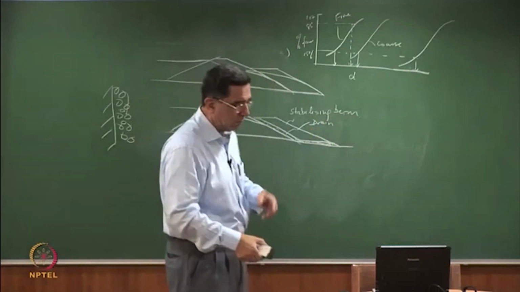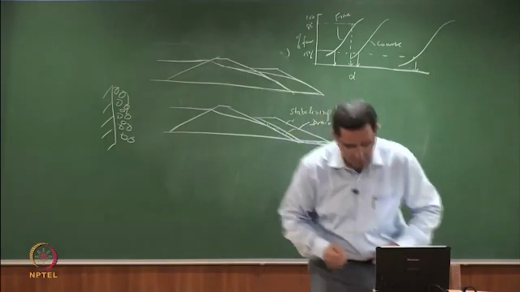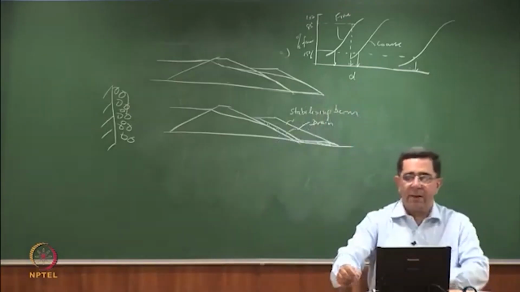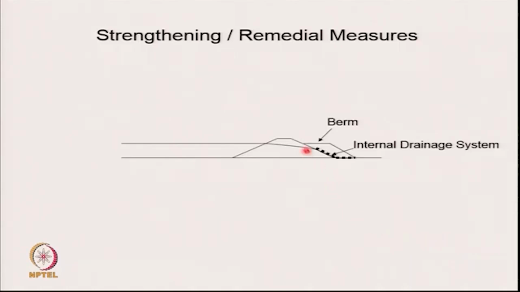So let us see what we do in the case that we were studying, where the factor of safety had fallen to 1.1. In this case, the factor of safety had fallen to 1.1, and a stabilizing berm is made, and an internal drain is provided. Therefore, the phreatic line does not reach the downstream face.